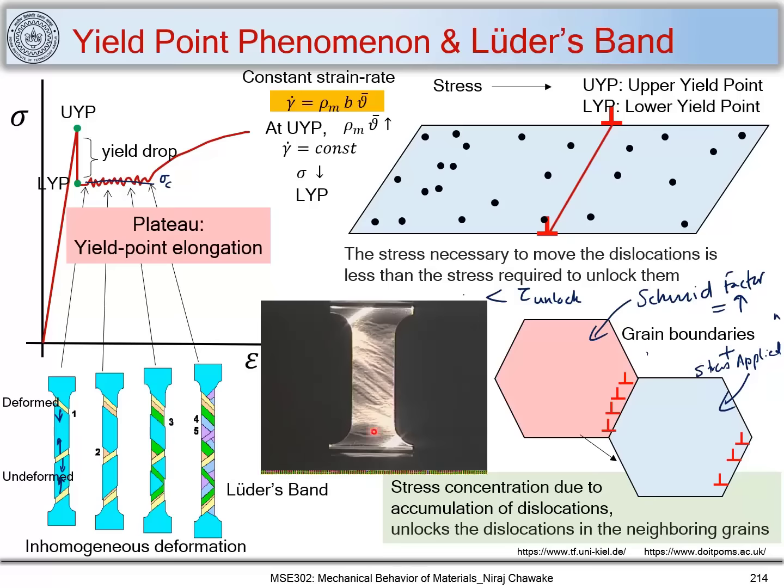So we have this kind of deformation, formation of Luder bands in the material. Now at higher magnifications, you can see here there is a formation of a Luder band, and it is propagating in this way. So you can see the formation of Luder bands and propagating in this way.